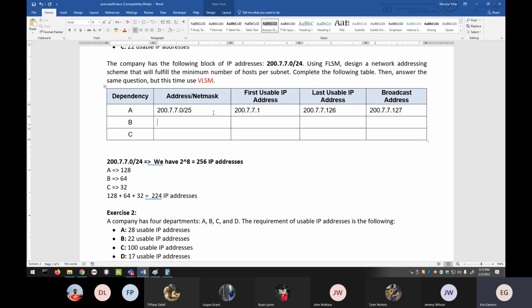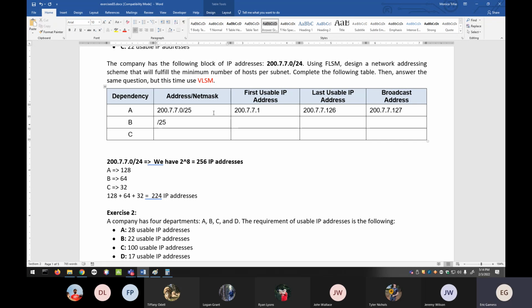Now, let's do B. What is the size of the network for B? Can it be /24? If I give B a /24, how many IP addresses am I giving B? 256. Too much. I want to give B 64. So can it be /24? No. If I give it a /25, how many IP addresses am I giving to B? 128. Is this what I want to give to B?